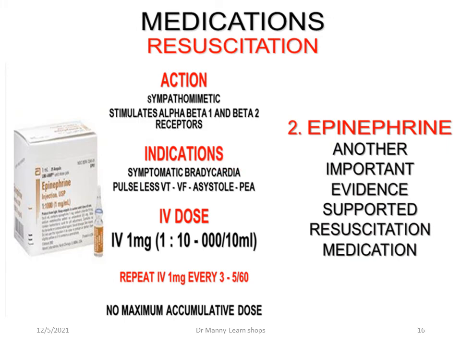Then you've got epinephrine. Epinephrine is another important evidence-supported resuscitation medication, and the action is as a sympathomimetic because it stimulates alpha, beta-1 and beta-2 receptors. The indications are for symptomatic bradycardia, pulseless ventricular tachycardia, ventricular fibrillation, asystole and pulseless electrical activity. The dose is typically 1 milligram, which can be repeated every 3 to 5 minutes. There's no maximum cumulative dose.